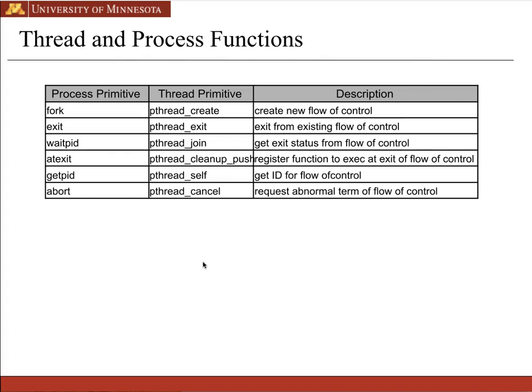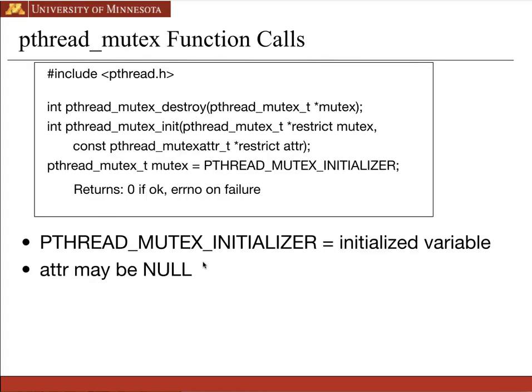I talked about getpid. getpid gives me the process ID of my current process, and pthread self is my way to get my thread ID, my TID. And if I call an abort, that's a signal of an abort, versus a cancel, which is kind of that kill, in a way.